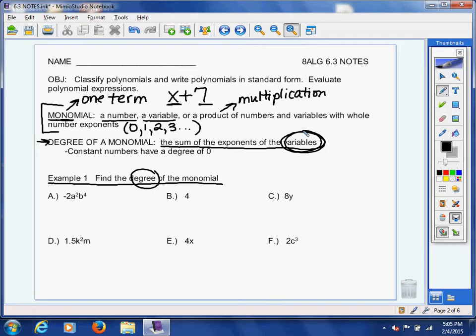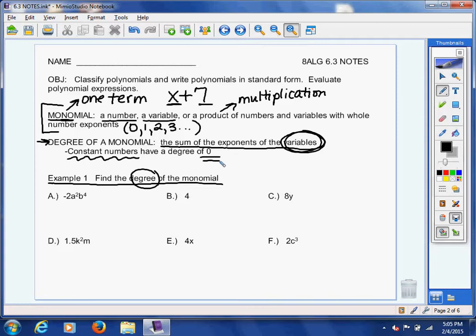Now, here's a little hint. Constant numbers, remember, constant numbers are numbers that don't have variables, so they're just plain old numbers. Constant numbers always have a degree of 0. All right, so let's go down here to letter A.